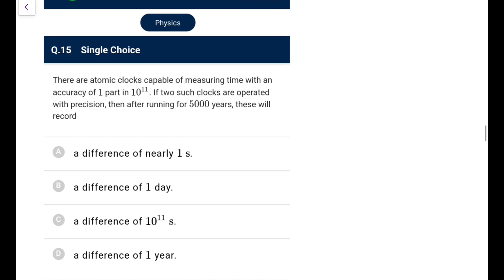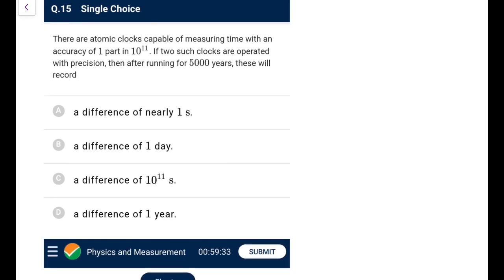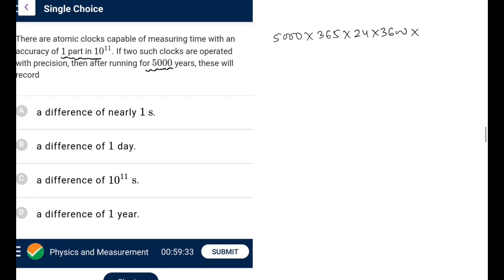Next one. There are atomic clocks capable of measuring time with an accuracy of 1 part in 10 to the power 11. If two such clocks are operated with precision, then after running for 5,000 years, these will record. So what will these record? Okay, so you have to find the error basically. So 5,000 years, 1 year is 365 days, and that is 24 hours, and that is 3600 seconds. So the error that we can have is 1 part in 10 to the power 11, that is 1 upon 10 to the power 11 seconds. That is what we can make out.